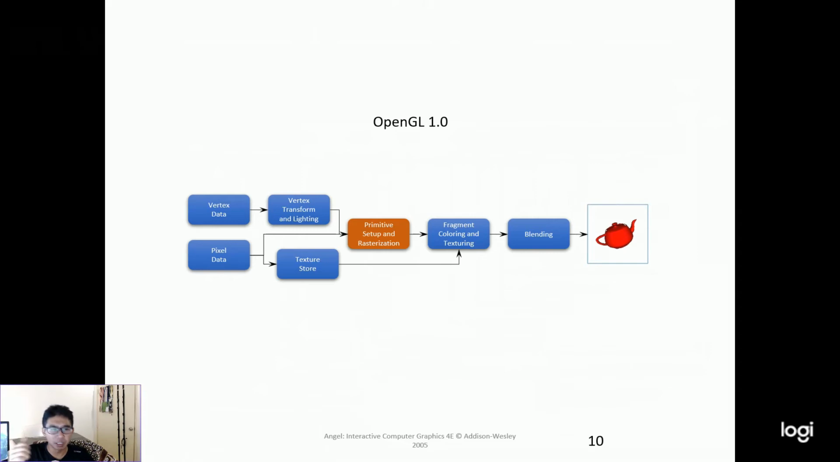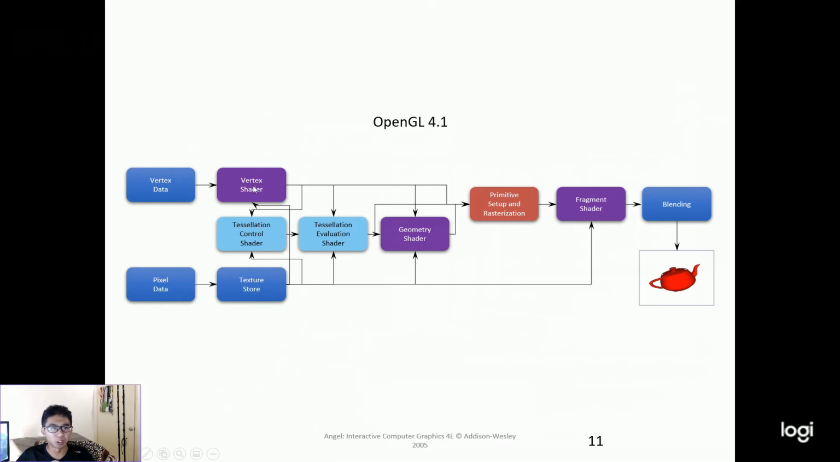So for example, this is the pipeline of OpenGL 1.0. It's quite simple: vertex data, then vertex transform and lighting, then primitive setup and rasterization, fragment coloring and texturing, and also blending, and then voila, we have the generated object in our monitors. And then for version 4.1, we have vertex shaders, tessellation control shader, tessellation evaluation shader, and so many advanced things that have been put there in order to create very nice graphics.